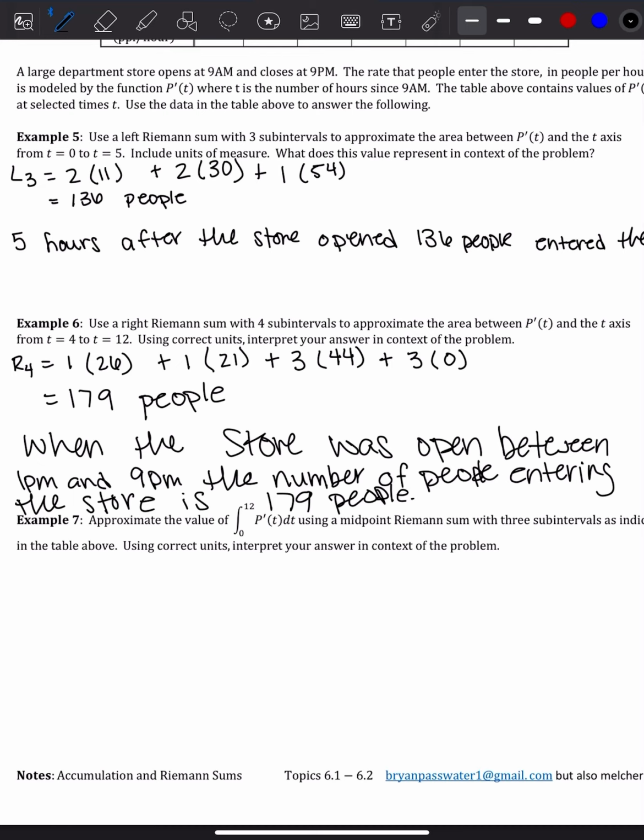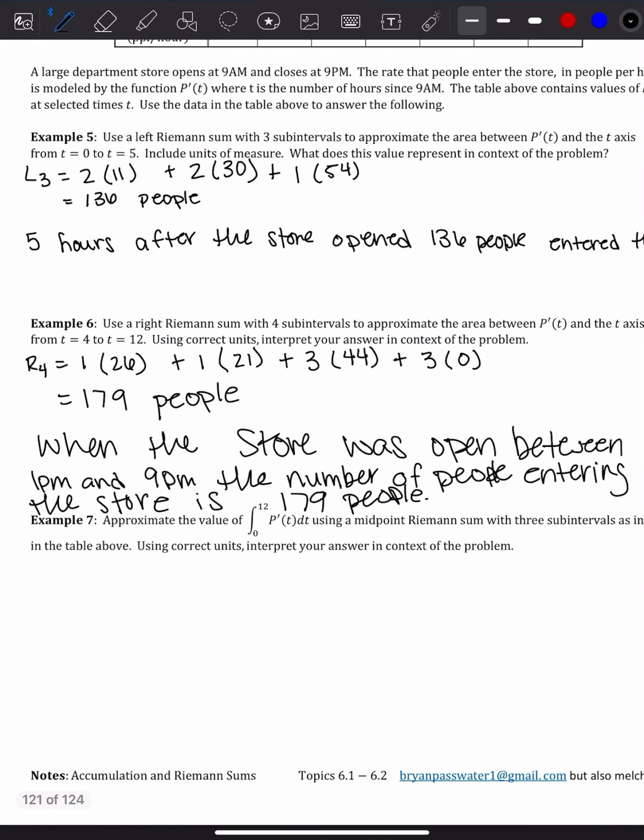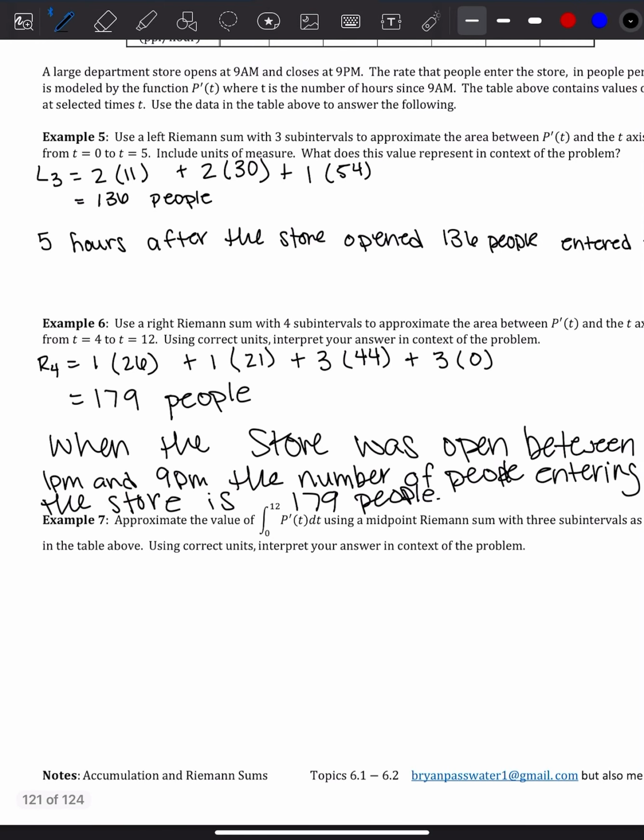Okay, so approximate the value of the integral from 0 to 12 of p prime of t using a midpoint Riemann sum of 3 subintervals as indicated in the table above. So we are using midpoint Riemann sums, and we are going to be using 3 subintervals. So we have our midpoint Riemann sums, 3 subintervals.